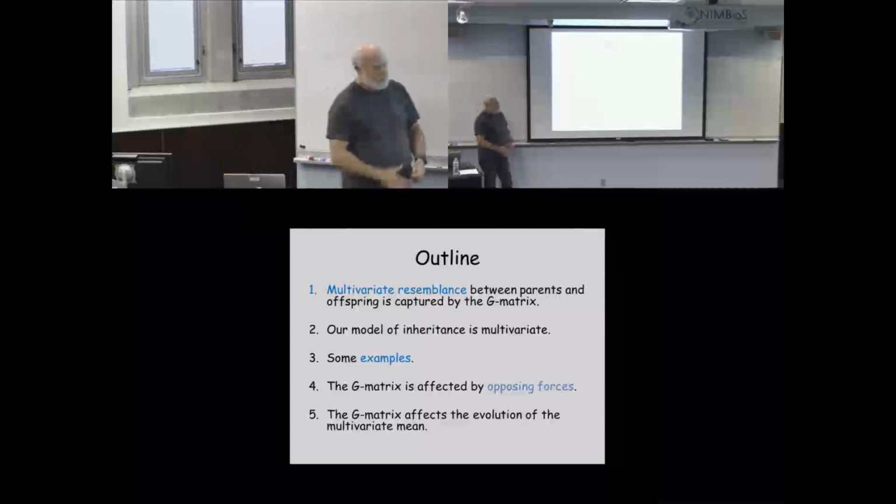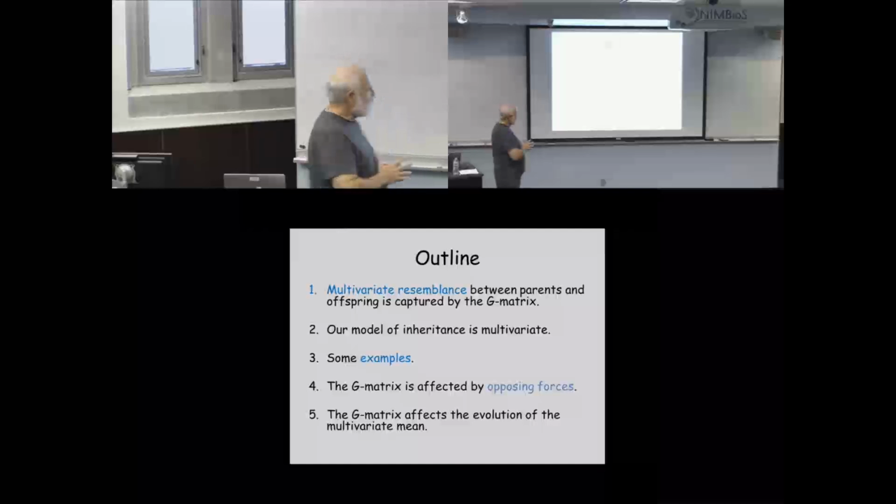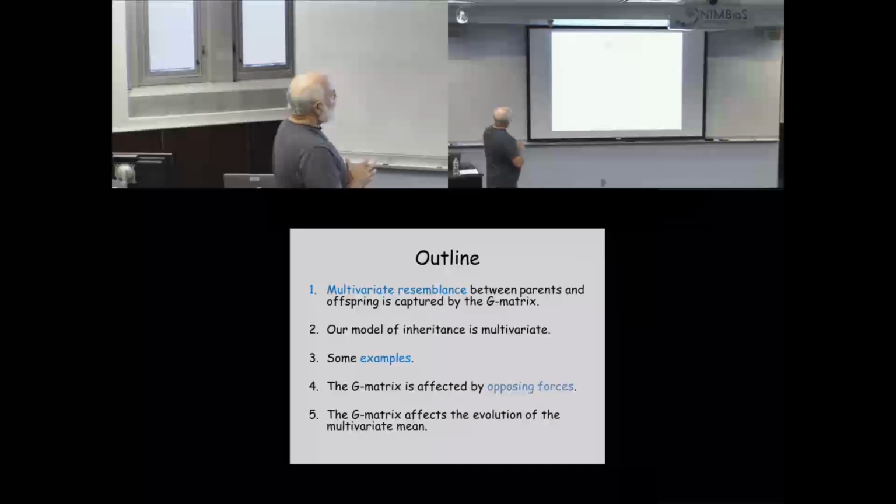Okay, here's the outline of the topics. It's going to be a pretty simple lecture, actually. We're going to, first of all, start and just look at multivariate resemblance between parents and offspring, as it is captured by the G matrix. We're going to look at a multivariate model of inheritance. We're going to look at some examples, primarily garter snakes, I think.